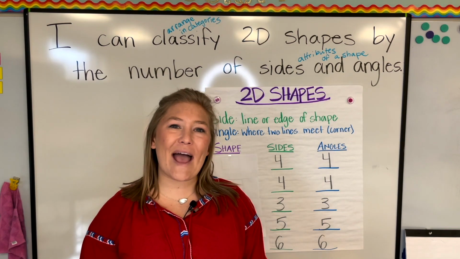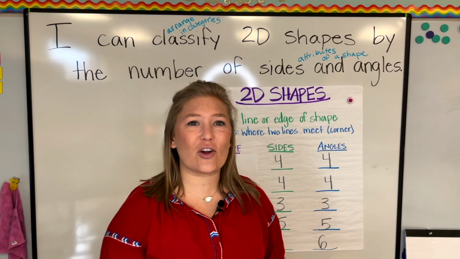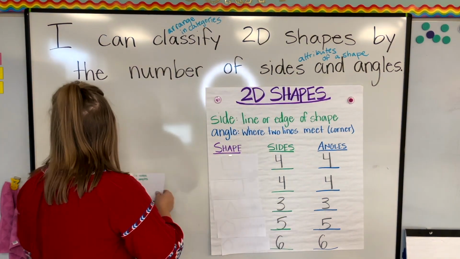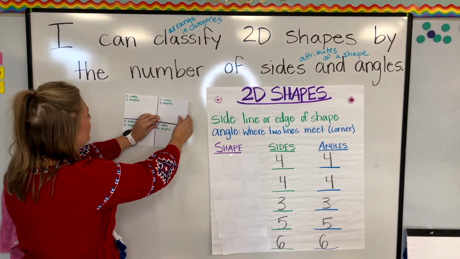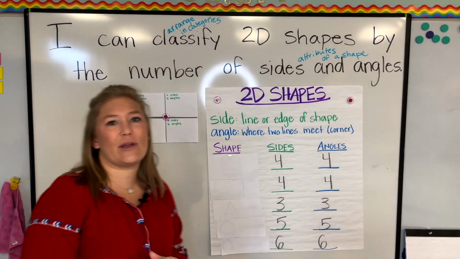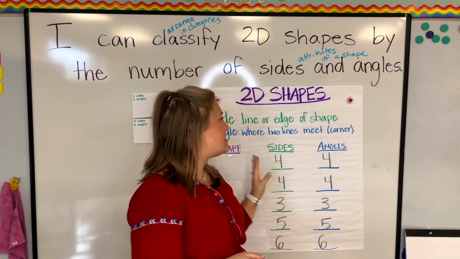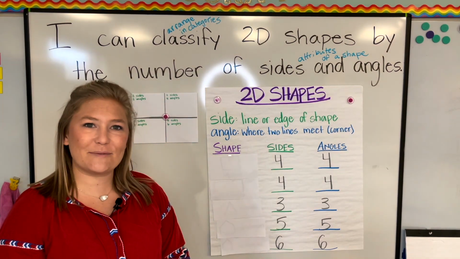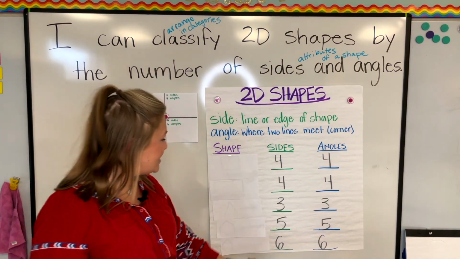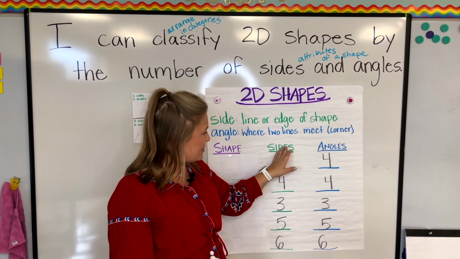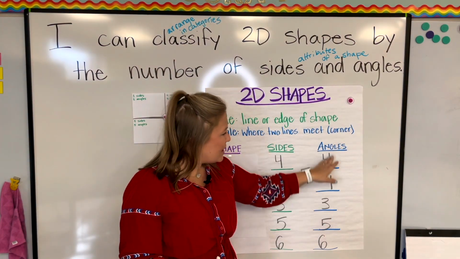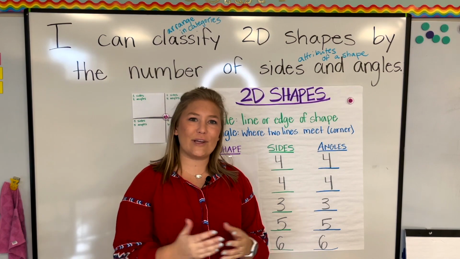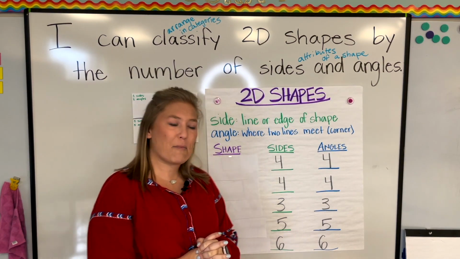All right, let's go ahead and get started with our first spot. Right here, our first spot is 3 sides and 3 angles. Does anyone see that on our chart where we have the number 3 two times? Yeah, we see it right here. We have 3 sides and 3 angles. What shape might have 3 sides and 3 angles?